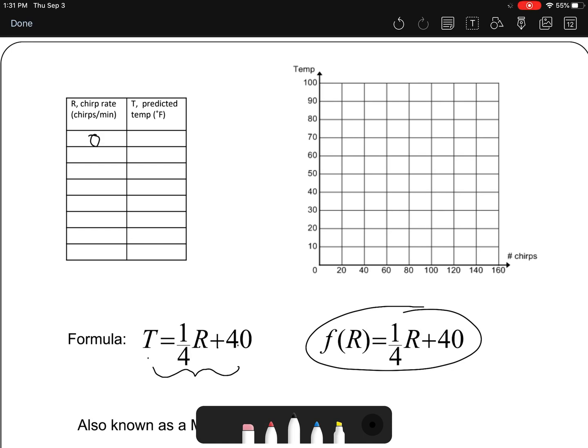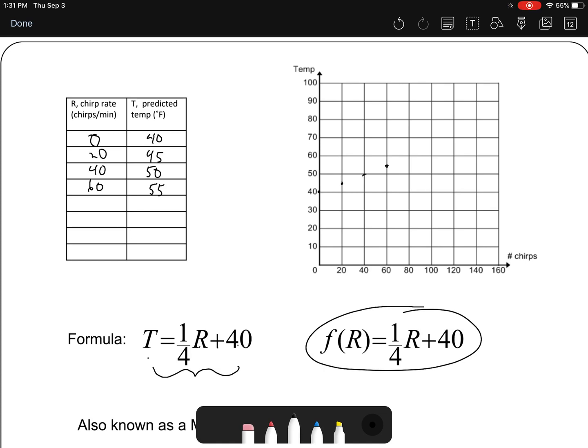So let's say we want to make it in tabular form. Well, then we'd need numbers, right? We put in 0, we'd get 40 for the predicted temperature. Let's say we had, I'm looking for easy numbers here, 20. 1/4 of 20 is 5, so it'd be 45 degrees. Let's say we have 40 chirps per minute. That'd be 50 degrees. Let's say we had 60 chirps per minute. That'd be 55 degrees. And we could fill out the chart, and that would be a function.